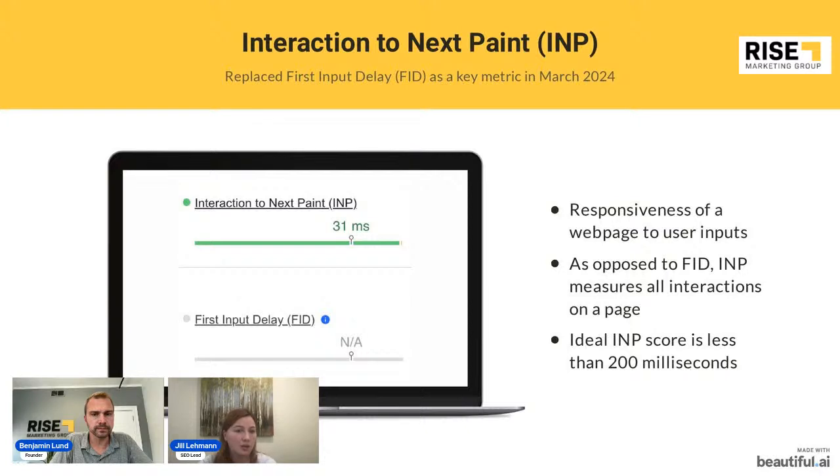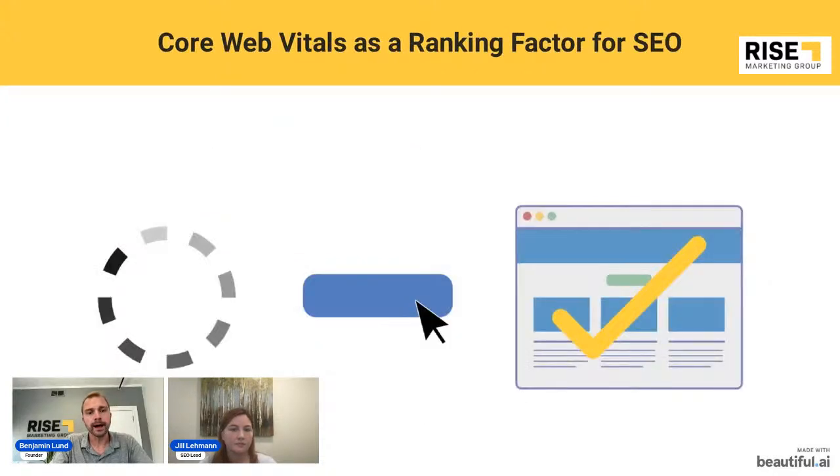And there is their own scoring for INP as well. So that ideal score would be less than 200 milliseconds. Awesome. Thanks for sharing. And again, it's not just about page speed, it's about even once the page loads and users start to respond, how quick is the website responding to those users? And again, it's just going to really help out from a user experience standpoint. Google's going to appreciate it, and your website's going to perform a lot better.